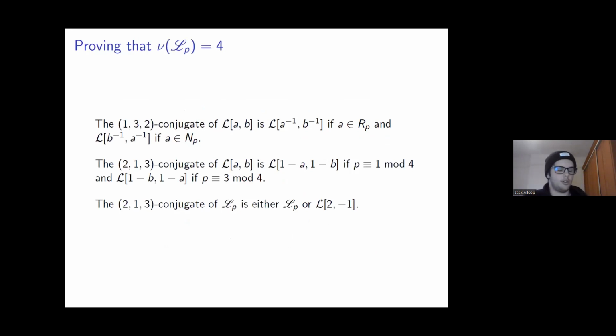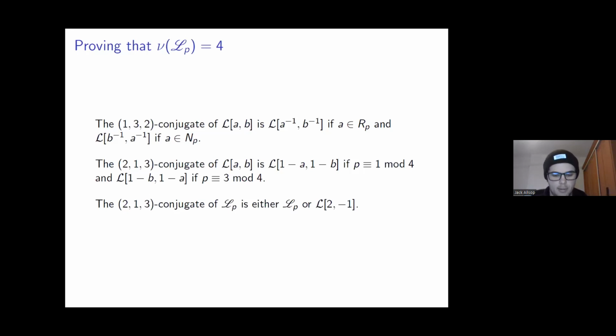So remember that a Latin square is Row-Hamiltonian if and only if its 1-3-2 conjugate is. And so we've shown that L_p, and hence its 1-3-2 conjugate, are Row-Hamiltonian. And we've shown that the 3-2-1 conjugate is not Row-Hamiltonian, so neither is its 3-1-2 conjugate. So nu of L_p is 4 if and only if the 2-1-3 conjugate of L_p is Row-Hamiltonian.